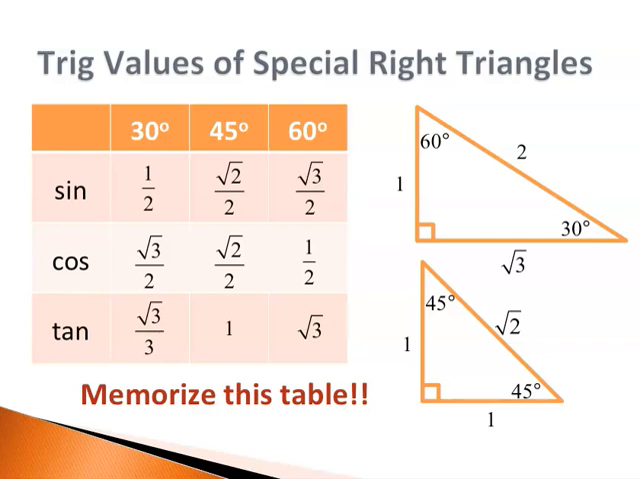And then for tangent, one way that might help you is you can take sine and cosine, and you can divide the numerators. So for tangent of 30 degrees, we can take the 1 in the sine of 30 and the root 3 in the cosine of 30 and divide them. And that gives us 1 over root 3, which is root 3 over 3. Same with the next one. Root 2 divided by root 2 is 1. And then in the last one, root 3 divided by 1 is root 3.